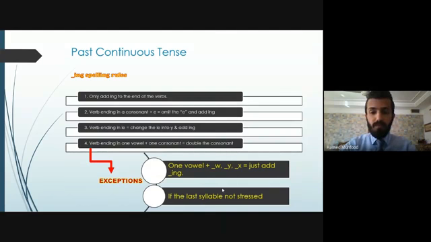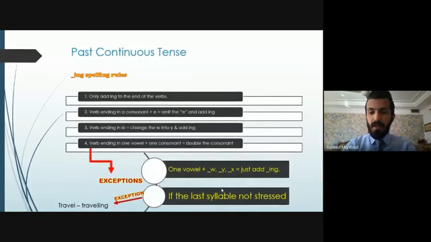Now if the verb contains more than one syllable and the last one is not stressed. إذا كان بالفعل أكثر من مقطع والمقطع الأخير ما يكون التركيز عليه واضح، يعني التركيز يكون على مقطع آخر، بهالحالة يجب أنه ما نكرر الحرف الأخير. Now we have an exception to this exception. هذه القاعدة الرابعة قلنا فيها هذا الاستثناء، أنه إذا كان المقطع الأخير من الفعل ما يتم التركيز عليه معناها لازم ما نكرر الحرف الأخير.